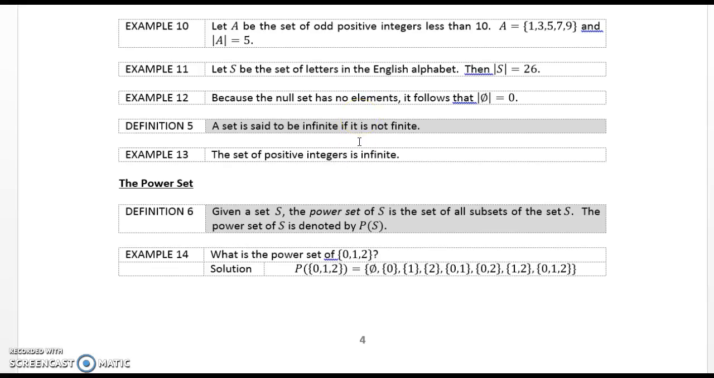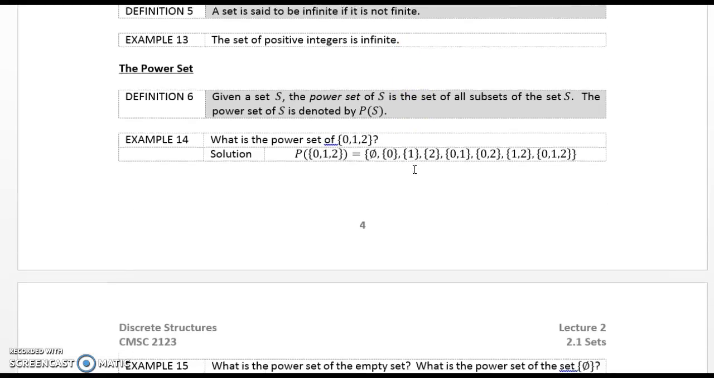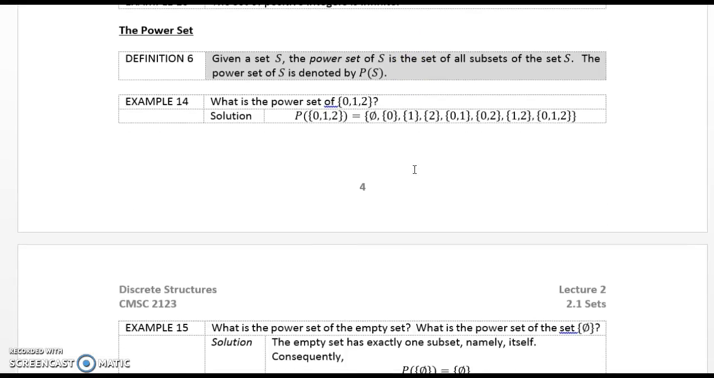Definition 5. A set is said to be infinite if it is not finite. Example 13. The set of positive integers is infinite. Definition 6. Given a set S, the power set of S is the set of all subsets of the set S. The power set of S is denoted P(S).